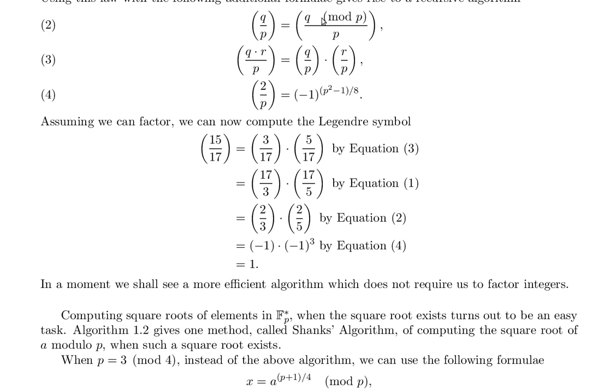Equation 2 says (q/p) is ((q mod p)/p). So (17 mod 3)/3 and (17 mod 5)/5. 17 mod 3 is 2, yes, so that would be (2/3) times (2/5). All right, and by equation 4, (2/3) is -1, since (2/p) equals (-1)^((p^2-1)/8). And (2/5) is (-1)^3 by equation 4, which equals -1.